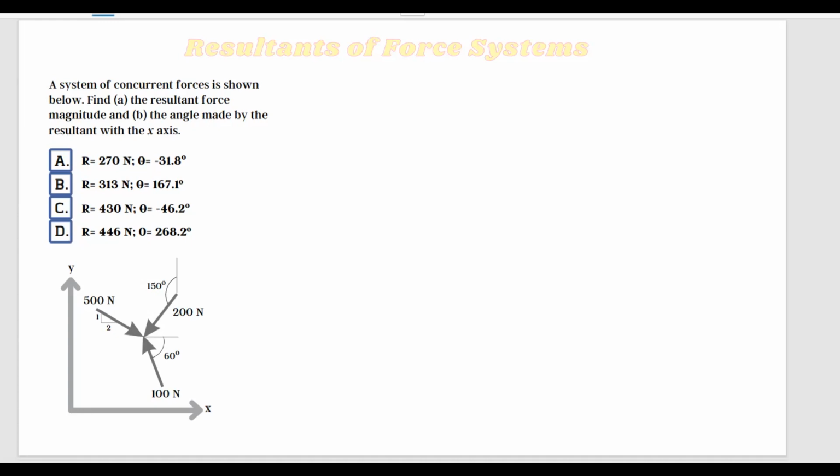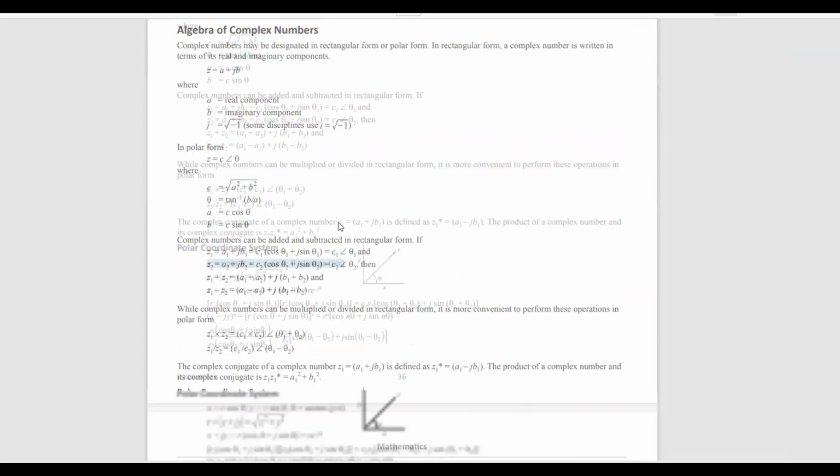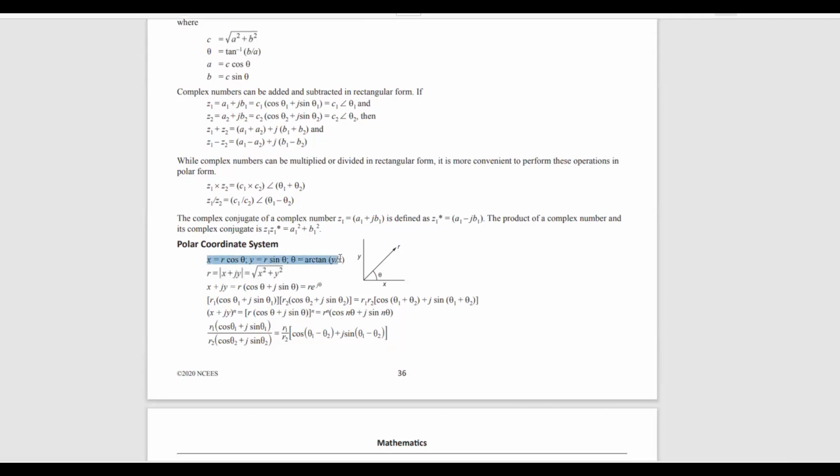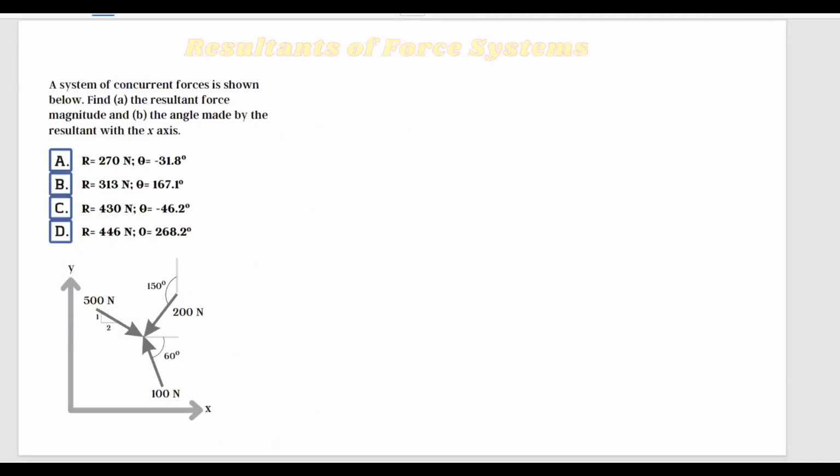And to do that, I'm going to have to go back to math polar coordinates and just remind you that in order to write the x component, it is equal to r cosine theta, y component r sine theta, and then the angle theta equals arctangent of y over x. So in statics, we're only given the magnitude of the resultant force and then the angle theta, which is again the sum of y forces over the sum of x forces. So let's go and start.